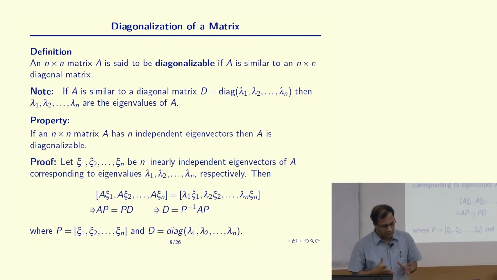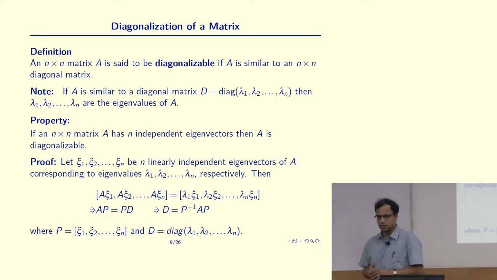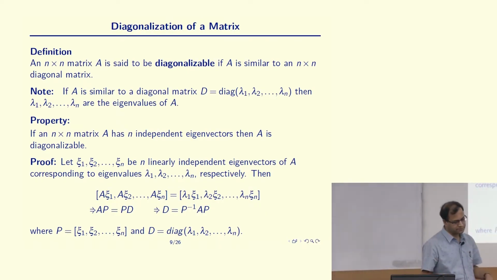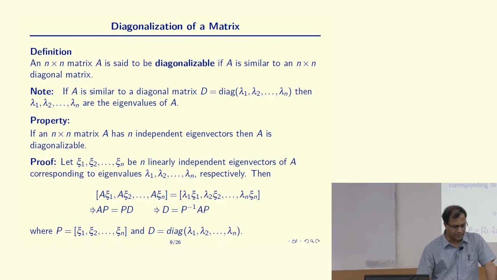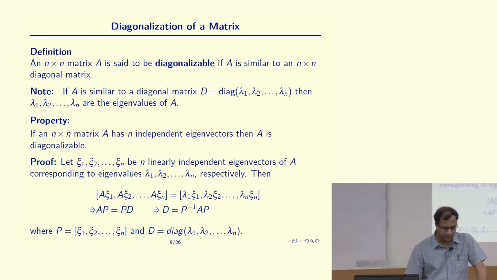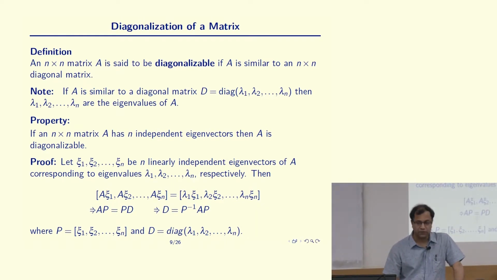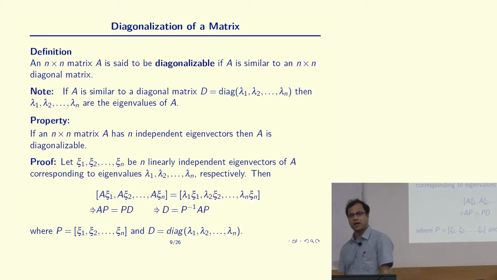Okay. So now we define the diagonalizability of the matrix A, using the similarity matrix. The matrix A is diagonalizable if A is similar to a diagonal matrix.